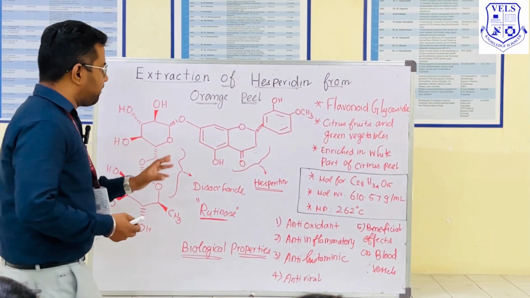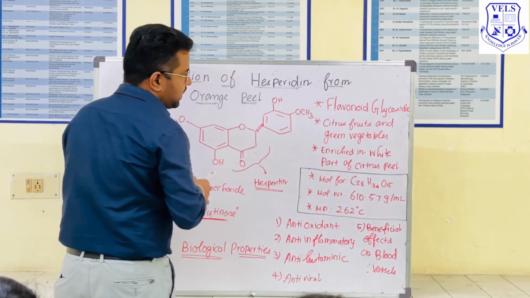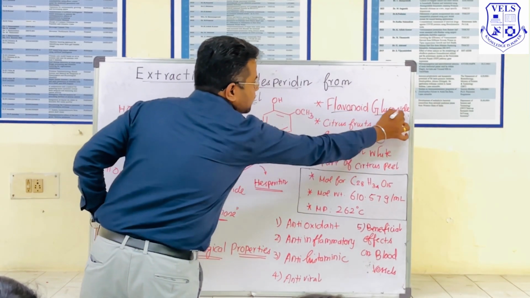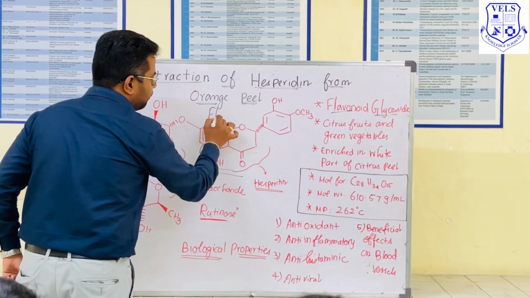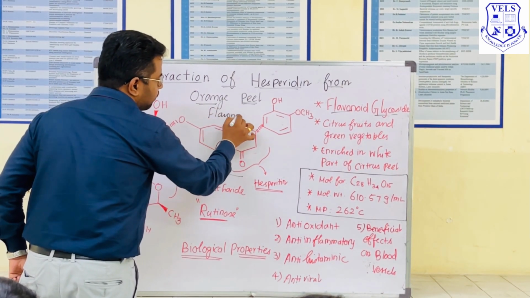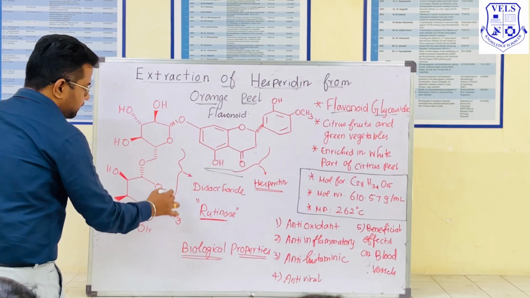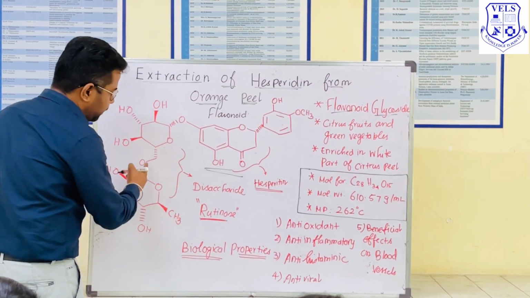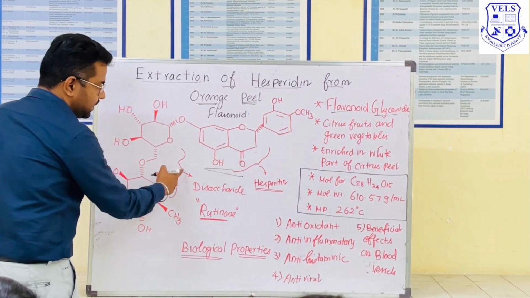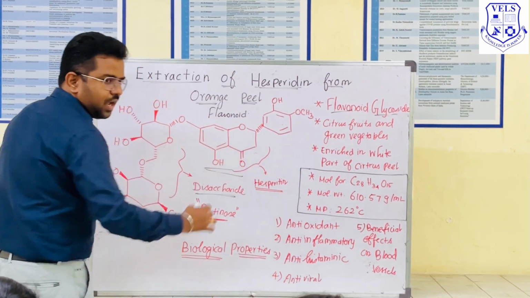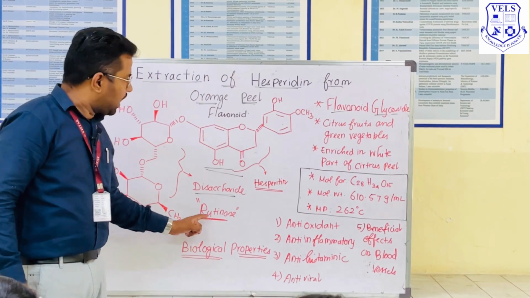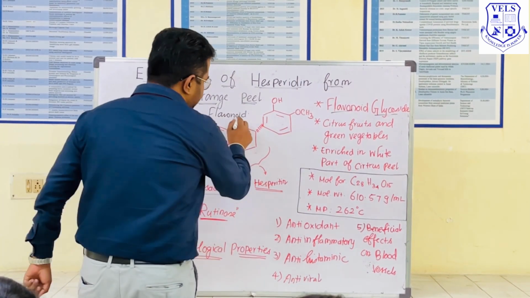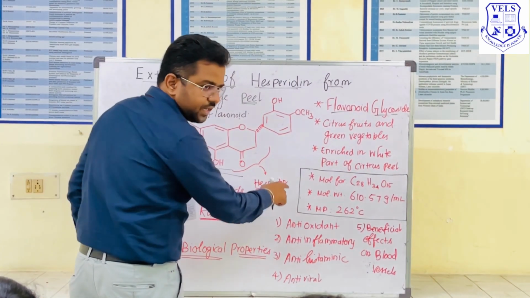So Hesperidin is a flavonoid glycoside. You can see here that it is a flavonoid glycoside. So this part is called as flavonoid, and this is called as glycosidic linkage. You know that this is a glycosidic linkage and this is a disaccharide molecule. And this disaccharide molecule is called as rutinose, and this flavonoid molecule is called as Hesperidin.